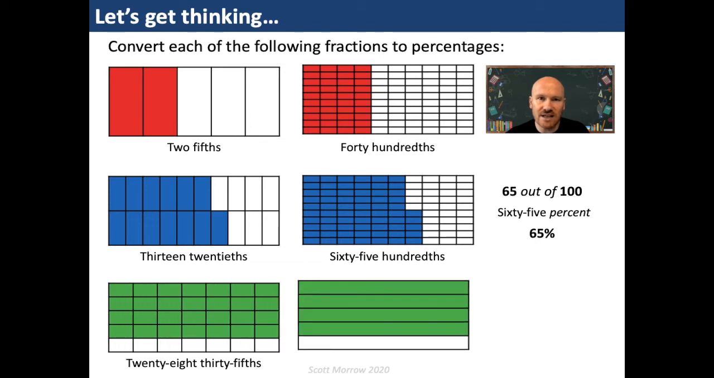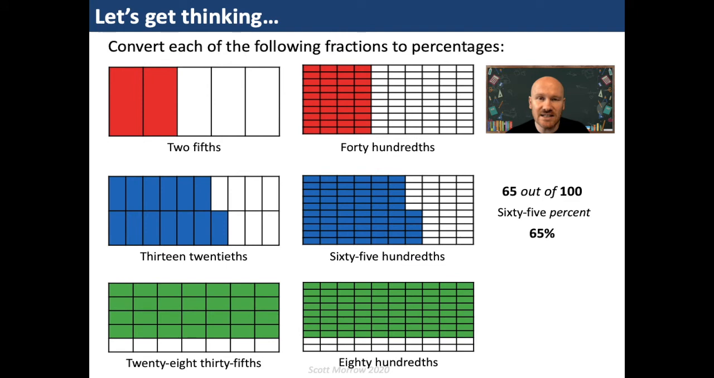Now that I've converted that into 4/5, I can find an equivalent out of 100. We can split each of those fifths into 20 parts. We've created hundredths, and you can see that 80 of those hundredths is exactly the same as the 4/5 and the 28/35. Now that we've done that, we can once again say we've got 80 out of 100, which we can express as a percentage, and that's 80%.